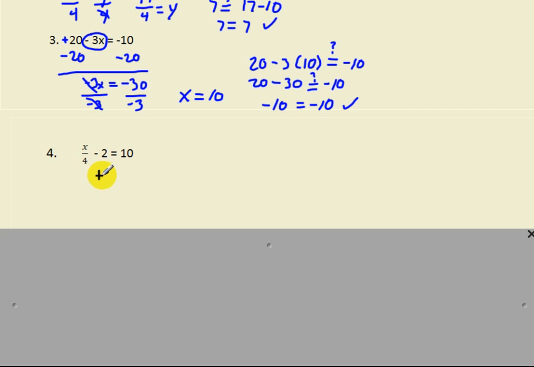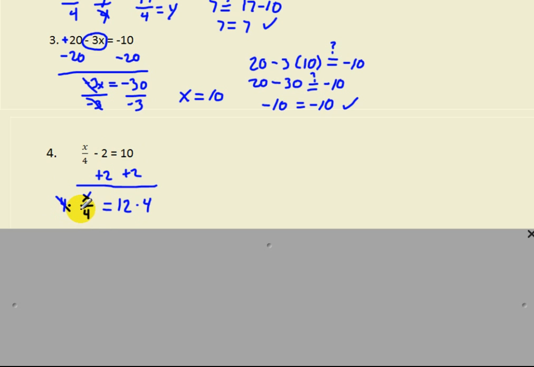So I'm going to add 2 instead of subtracting 2, which means we have to also add 2 on the right-hand side. Okay, so we still have x over 4 on the left-hand side. The subtracting 2 and adding 2 undo each other, and we have 10 plus 2 is equal to 12. And now I'm going to undo the dividing by 4 by multiplying by 4, which means we have to also multiply the right-hand side by 4.